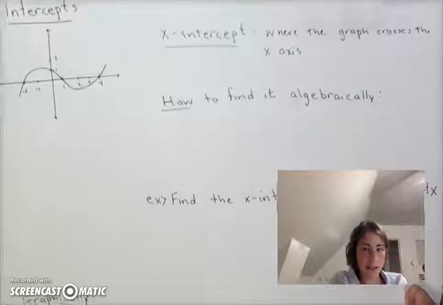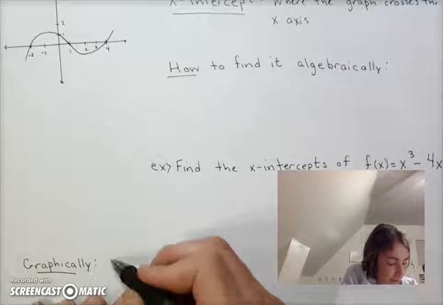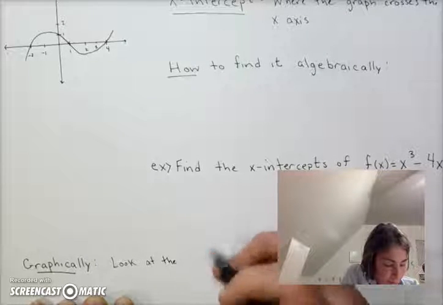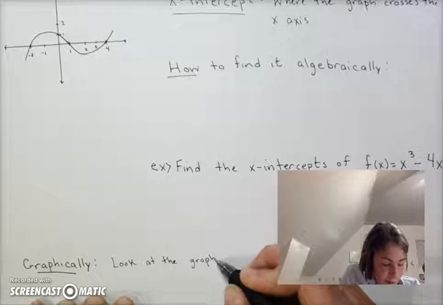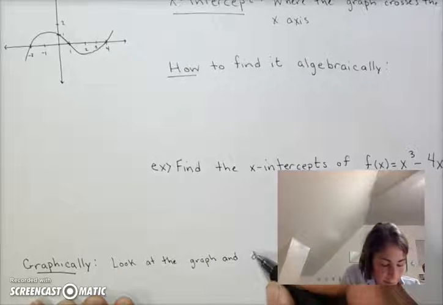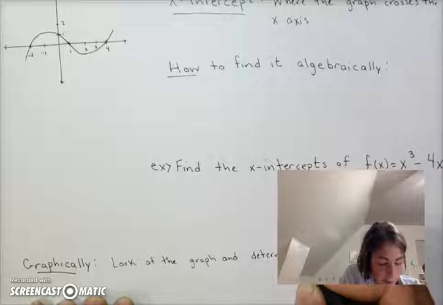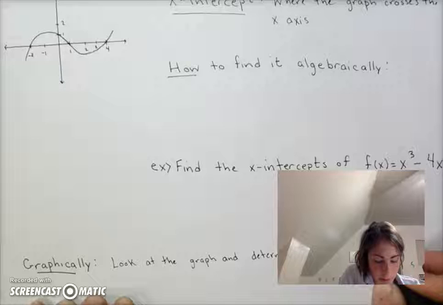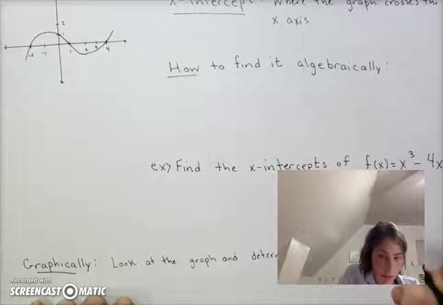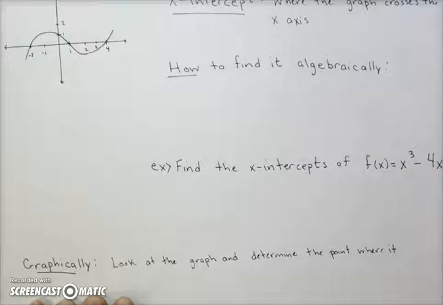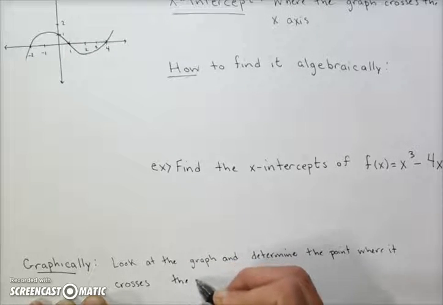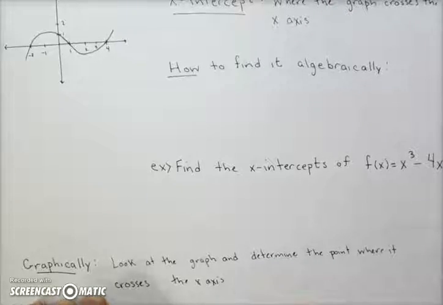So let's first say how we find them graphically. We just look at the graph and determine the point where it crosses the x-axis. So it's pretty easy to do once you have the graph.